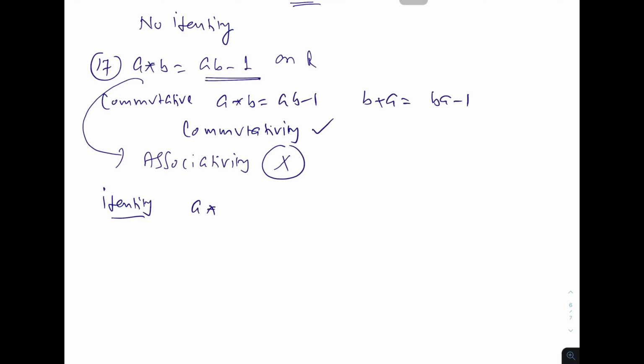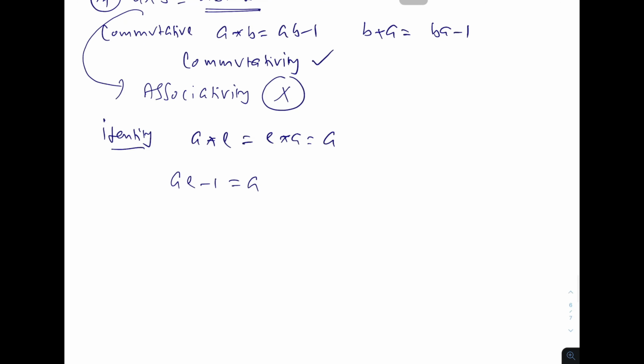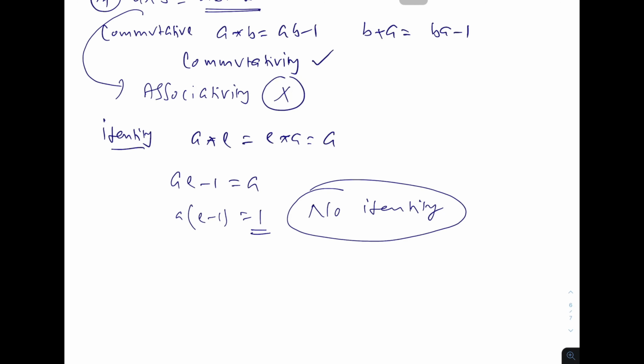Okay, someone asks for identity, then you can have A star E equal to E star A equal to A, so A into E minus 1 equal to A. Now we cannot find out E here because A into E minus 1 equal to 1. So if this is 0, then we can have. So here also no identity. So this kind of example you need to take care.